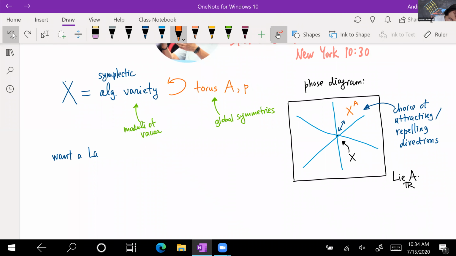So this object here, it's closed. Not only is it closed, in fact, it's proper. So this is a subset in X cross the fixed locus. So it's closed. It's in fact proper over X.